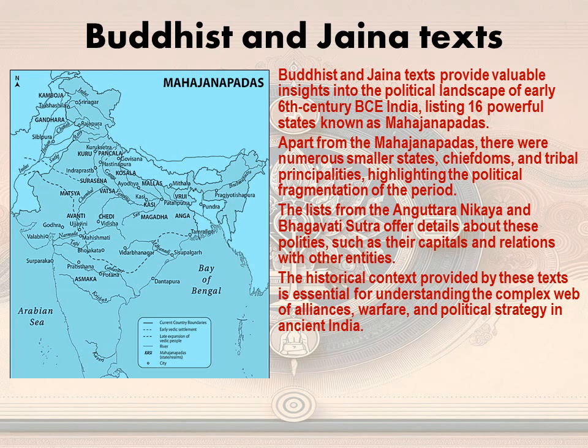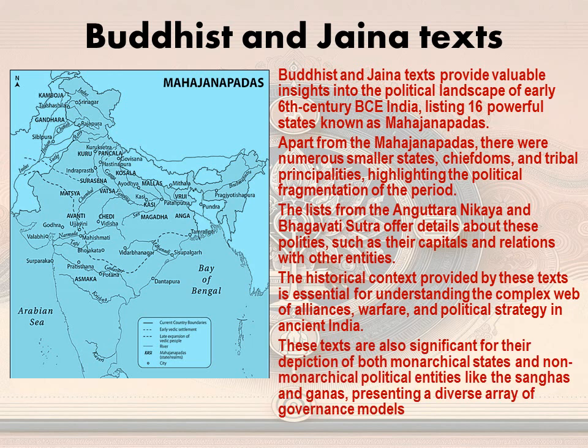strategy in ancient India. So if we study the relationship between all the 16 Mahajanapadas, we will see that there were wars fought between them, there were alliances made between them, and all this reflects a complex political strategy in the ancient Indian subcontinent during the 6th century BC.